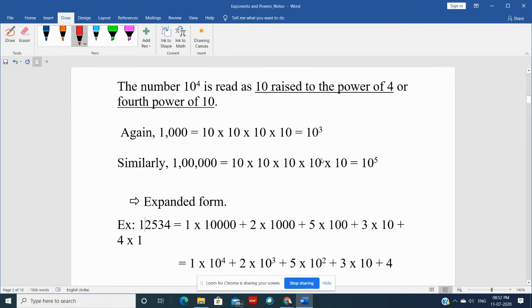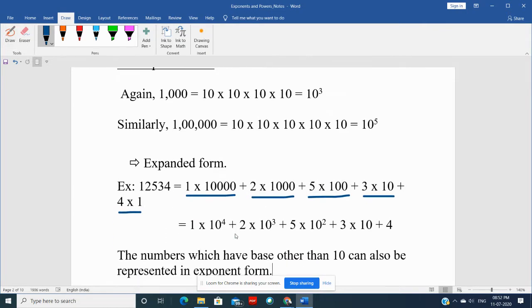Like, see, this 4 is in ones place, so 4 ones are. 3 is in tens place, so 3 tens are. 5 is in hundreds place, so 5 hundreds are. Okay, let me just underline it. Right? See, 4 is in ones place, 3 is in tens place, 5 is in hundreds place, 2 is at thousands place, and 1 is at 10,000 place. Now this is your expanded form.